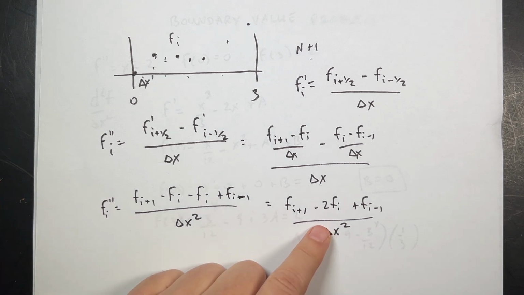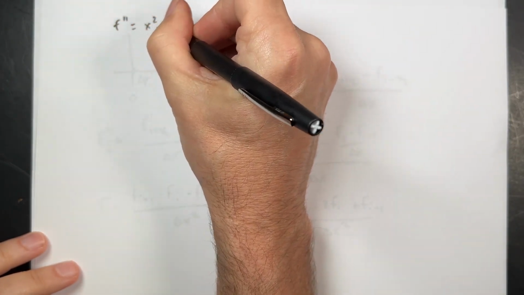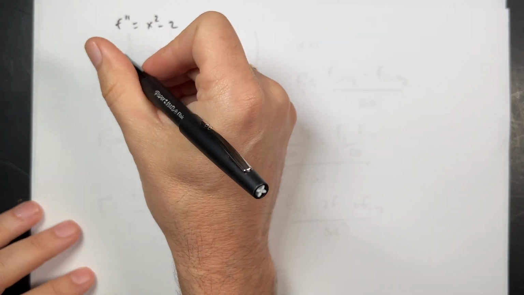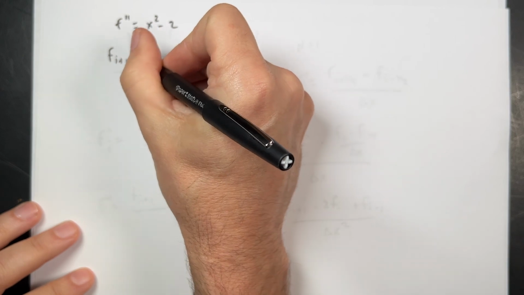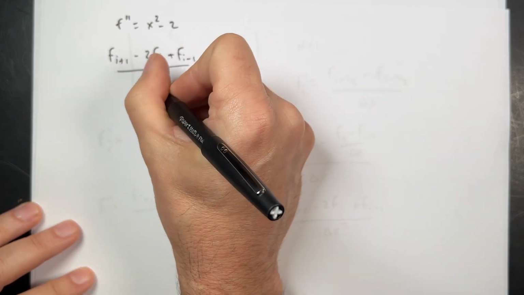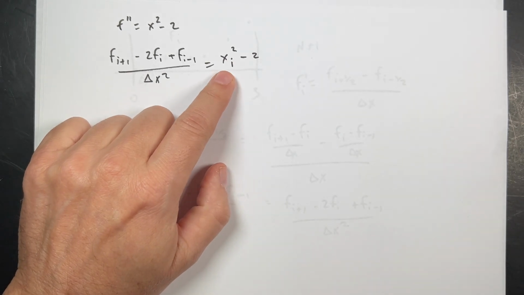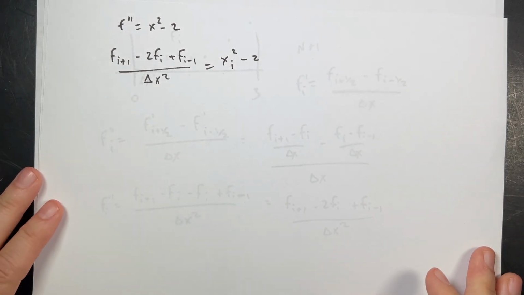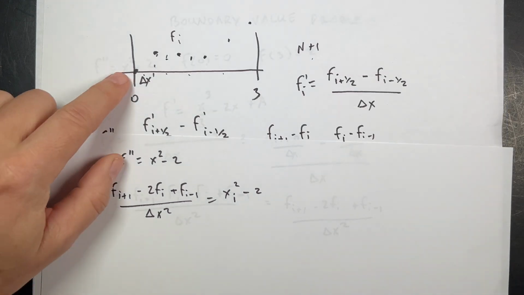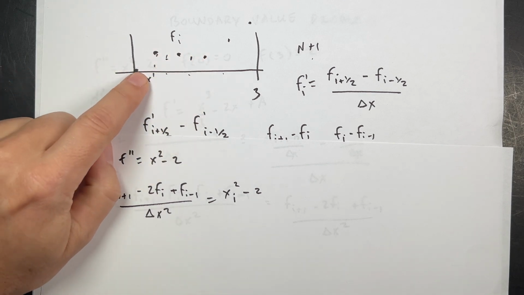Now let's use this and rewrite our differential equation. So I have f double prime is equal to x squared minus 2. I can write this as f_(i+1) minus 2 f_i plus f_(i-1) over delta x squared is x_i squared minus 2, right? Because there's x values too. They're all finite x values. Now imagine that I have some points here. I don't want to do this for the first point. I want to do it for the second point, the third point, and so forth. But I do need to take that into account.